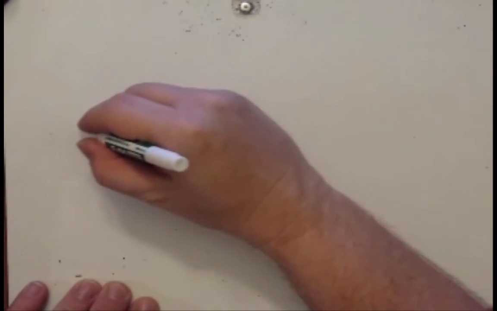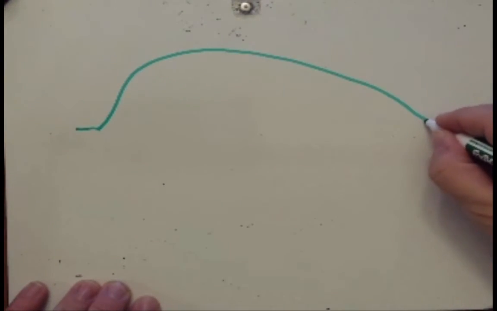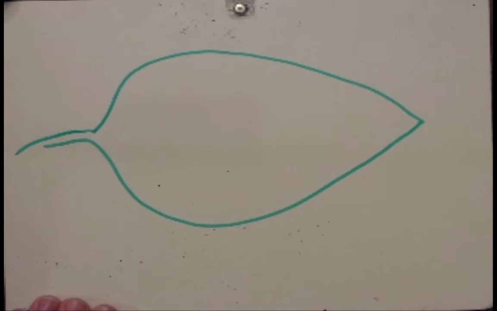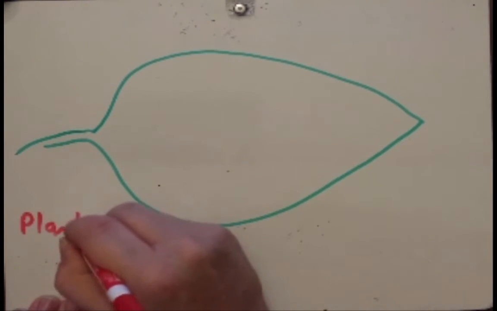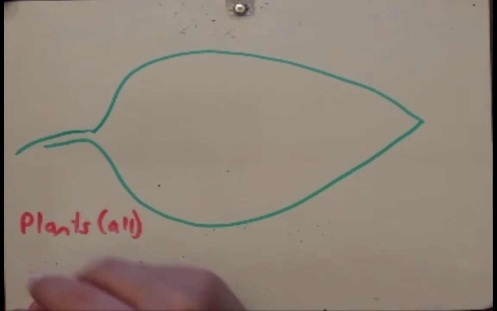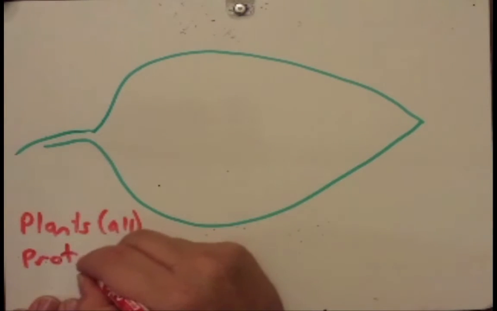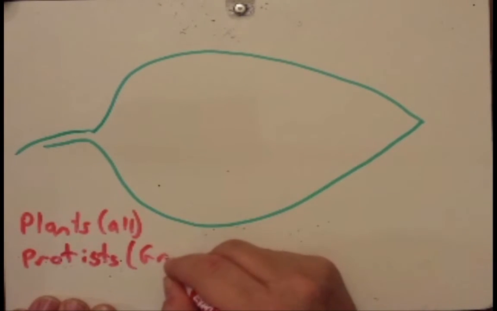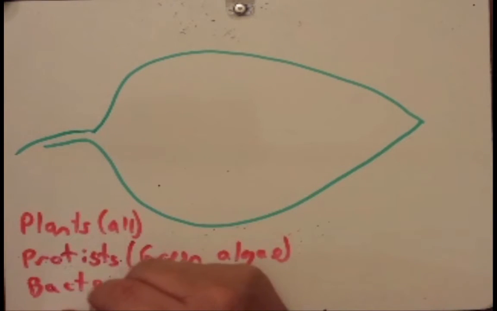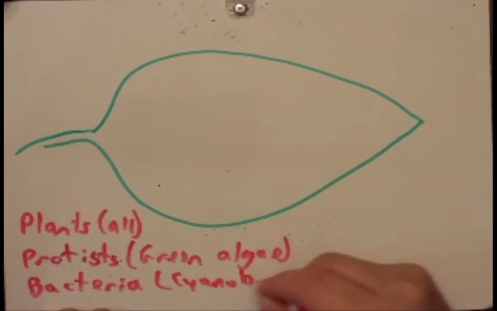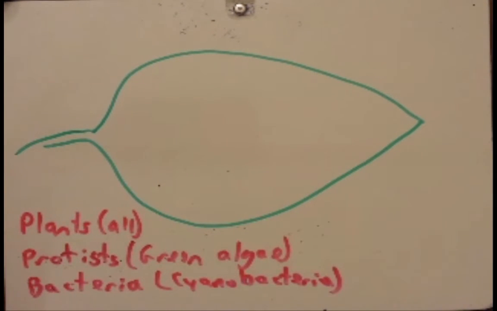So let's draw a large leaf here. So let's remind ourselves in which organisms photosynthesis occurs. We said this just a few moments ago, but let's write it down here again. It occurs in all plants. It occurs in some protists, like our green algae. It occurs in some bacteria, like our cyanobacteria. It does not occur in archaea, animals, or fungi.